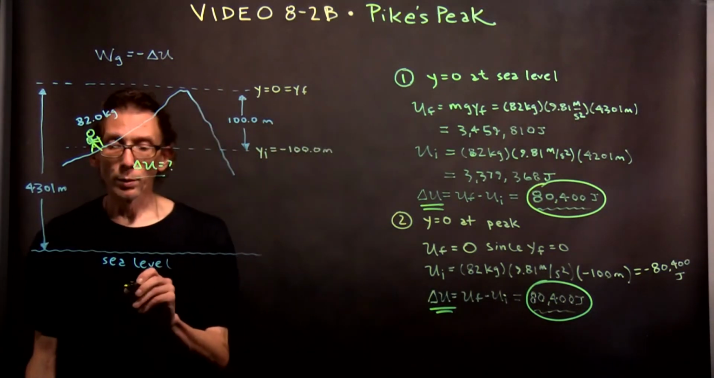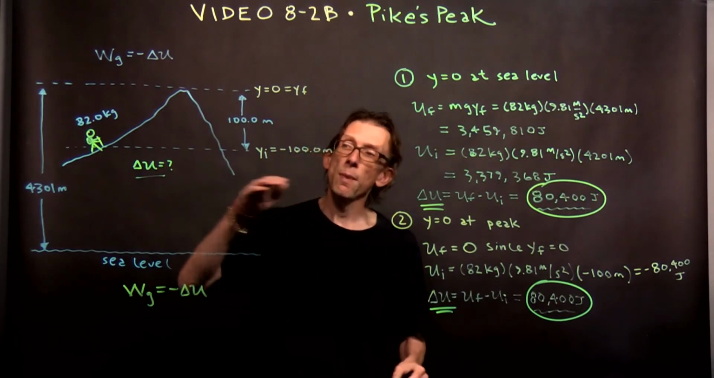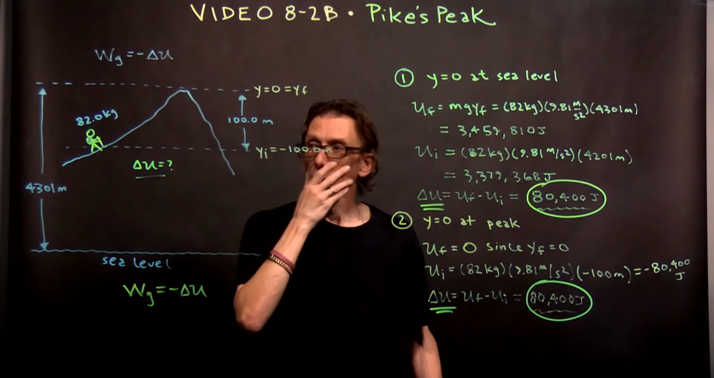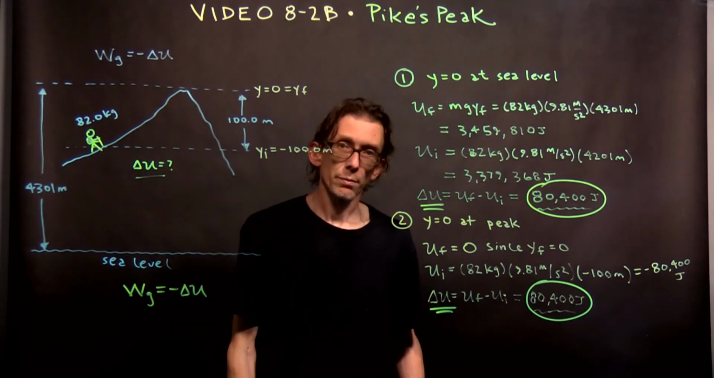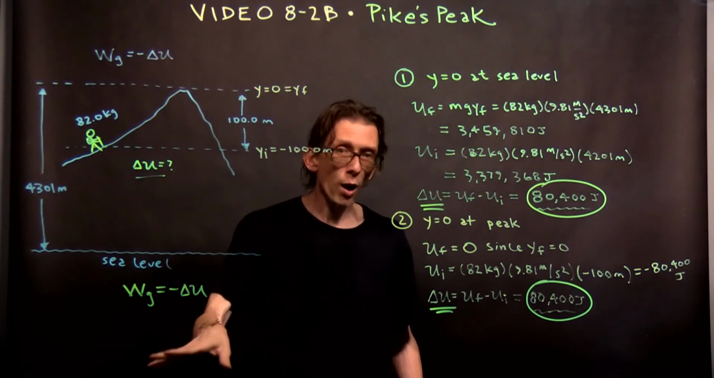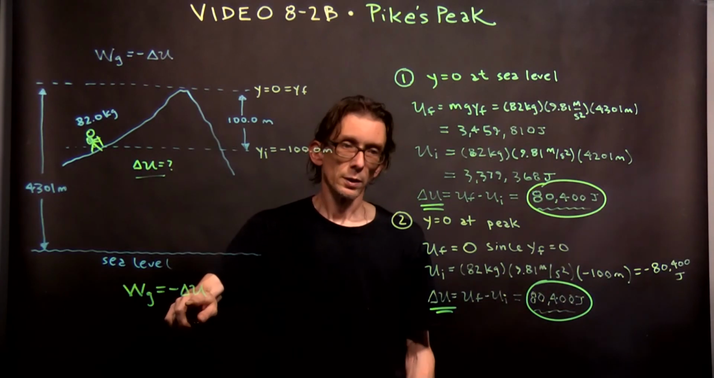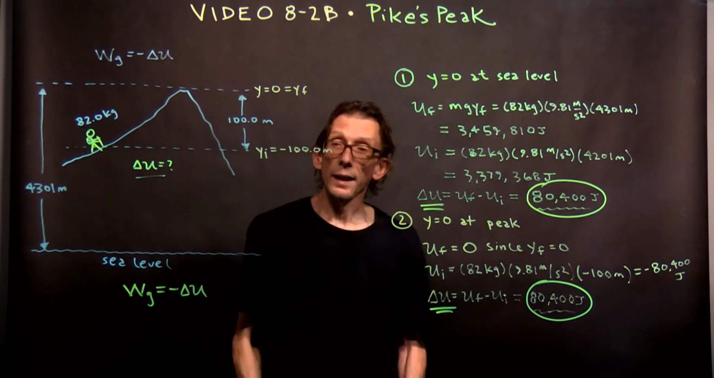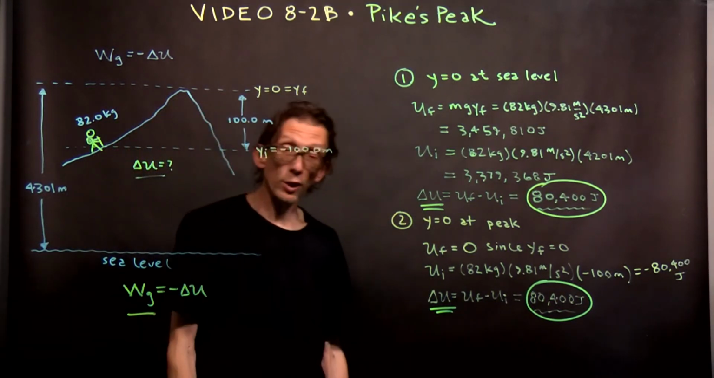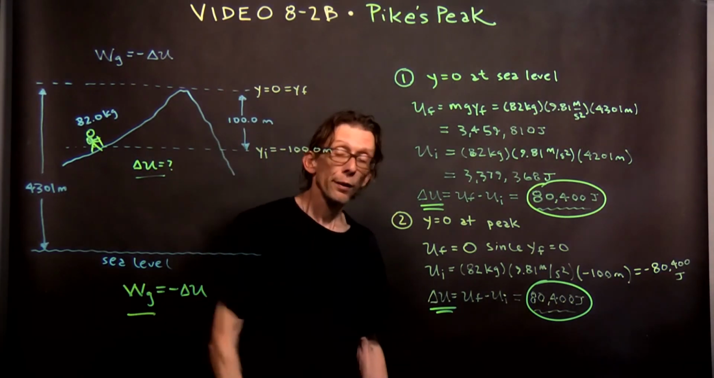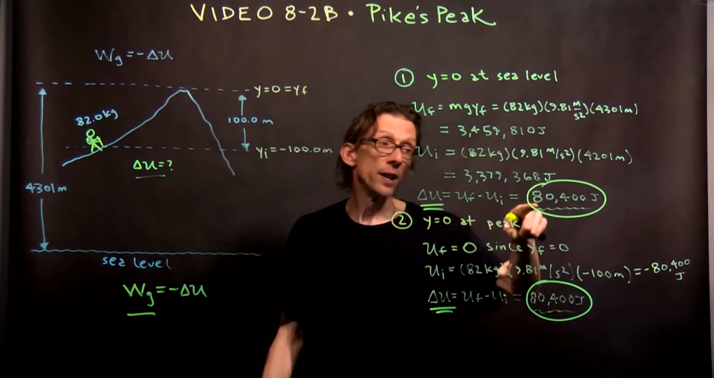And remember, delta U is related to the work done by, in this case, gravity. It shouldn't matter. Let me put it this way: the work done by gravity, as you walk up those last 100 meters, should not depend on what you call 0, and it doesn't. It depends only on delta U, which doesn't depend on where you call 0. Delta U is the same in both cases. The work done by gravity is going to be the same regardless of what we arbitrarily call y equals 0. And the work done by gravity will be negative delta U, negative 80,400 joules.